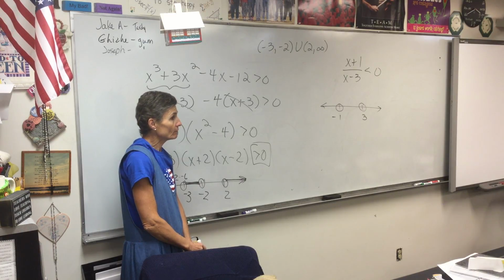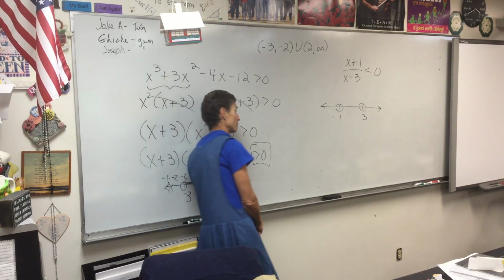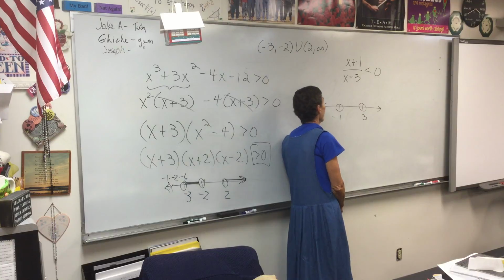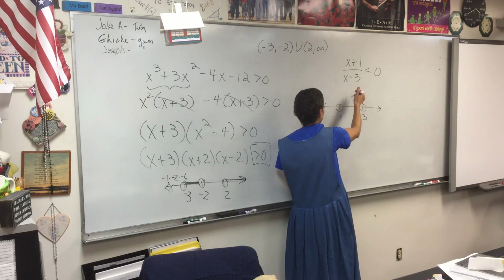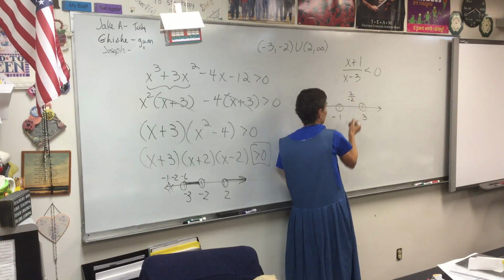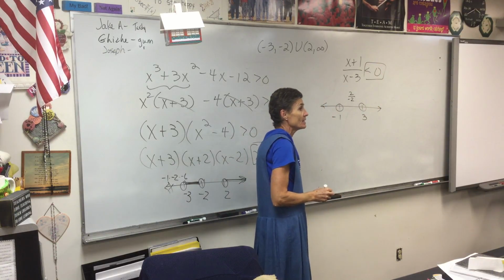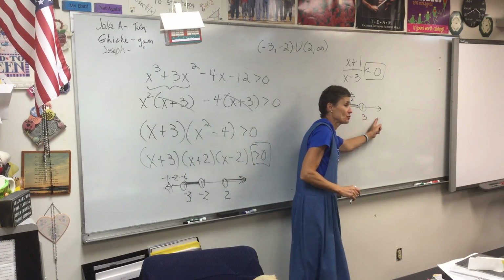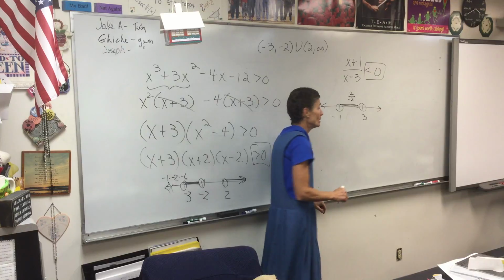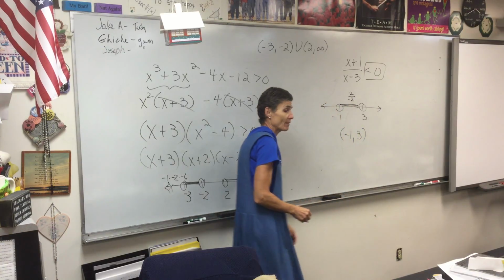Guess what I'm going to do now? Pick a number. Any number I want except the ones I have marked already. 1. The number 1 is right here. So that would give me 2 over -2. Is that the kind of answer that I was hoping to get? Yes. So this works. What does that mean about these two other ones? They don't. So the answer is -1 to 3. Wow, that didn't take long.